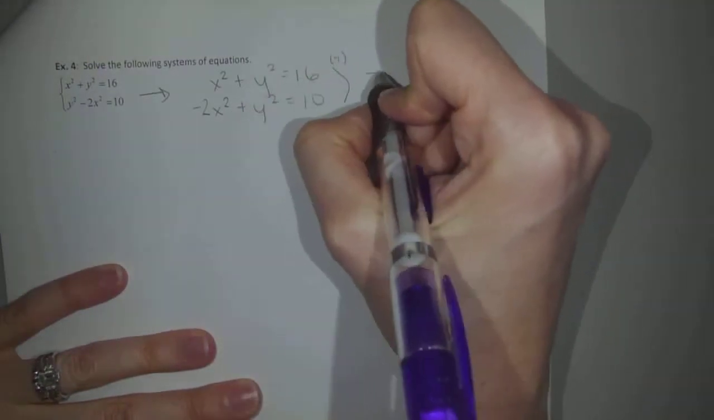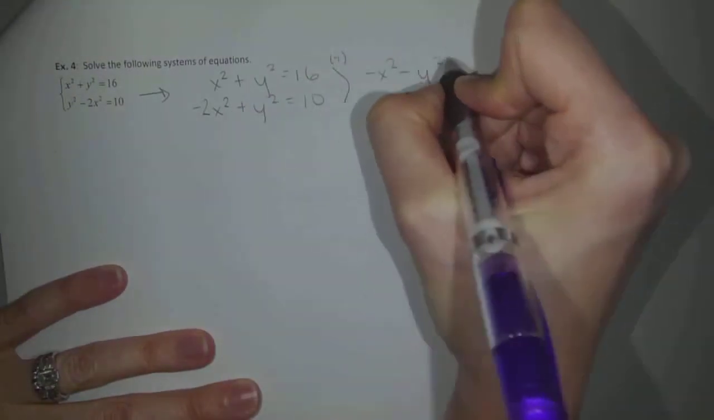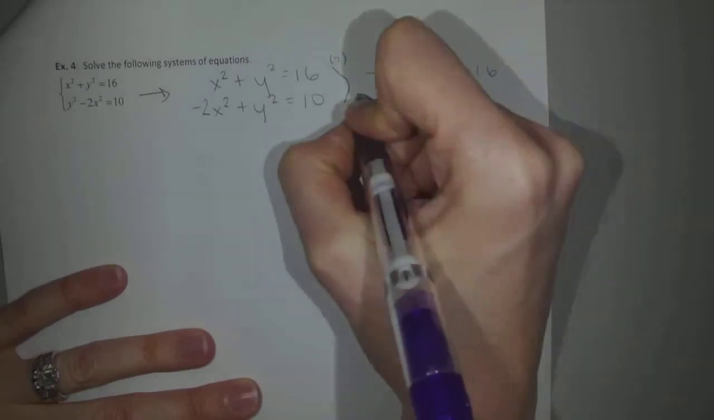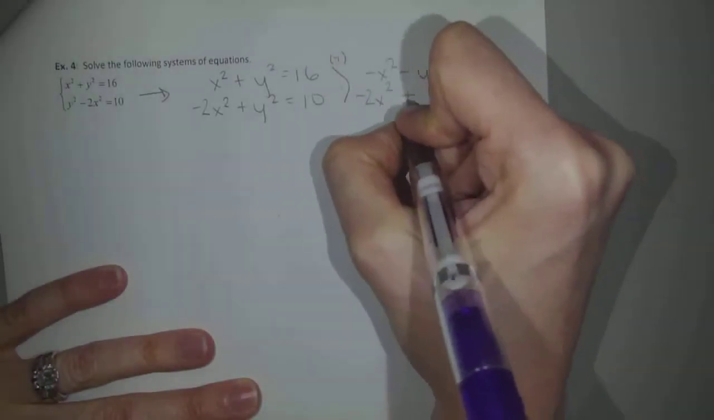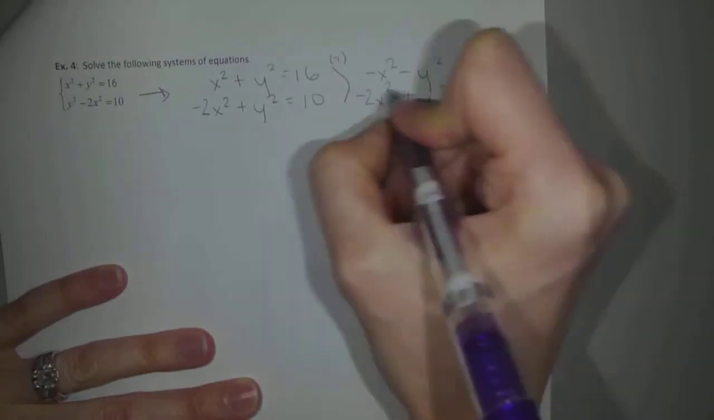Do you want to double the first one so the x's cancel out? Or multiply the first one by a negative so the y's cancel out? Either or, it doesn't really matter. Let's do negatives because then that's just changing signs, all right? So let's multiply the first one by negative 1. So it'll be negative x squared minus y squared equals negative 16. And this will just stay negative 2x squared plus y squared equals 10.